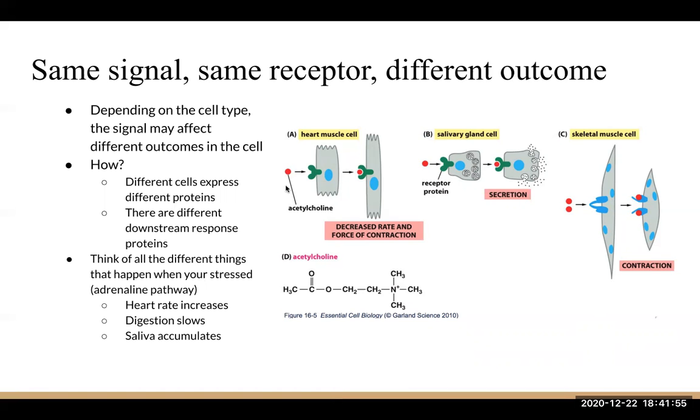but they all exist on different cells. So in a heart muscle cell, the acetylcholine will cause it to contract. In whatever cell this is, the salivary gland, it'll cause salivation. On skeletal muscles, it'll cause it to contract. So one signal and one receptor is not exclusive to like one particular outcome. It could have several different outcomes depending on what the cell is.